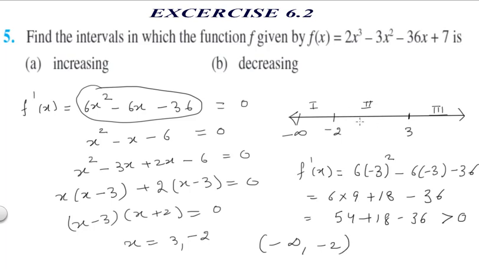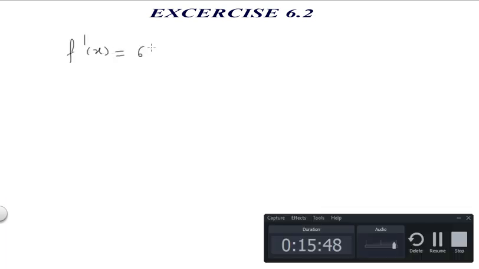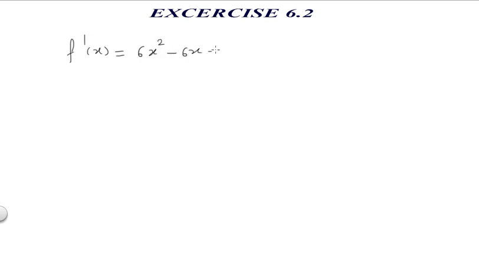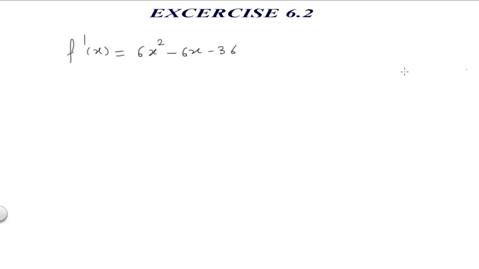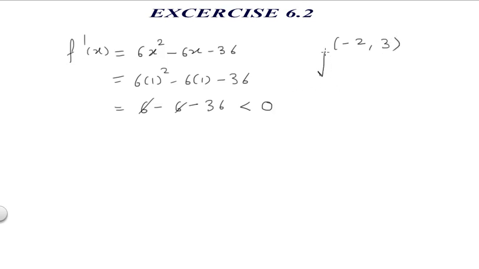Clear? In the second interval, minus 2 to 3, we will again place a value between this interval in the f dash x. Let us solve it. So f dash x is 6x square minus 6x minus 36, and we have to put a value from minus 2 to 3. Let us take it as 1. So when we take it, we get 6 into 1 whole square minus 6 into 1 minus 36. So just see, you get 6 minus 6 minus 36. The answer you are left with is negative, which is less than 0. So from minus 2 to 3, the function will decrease.